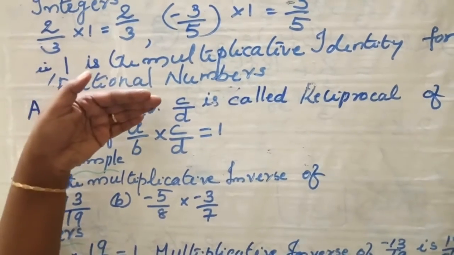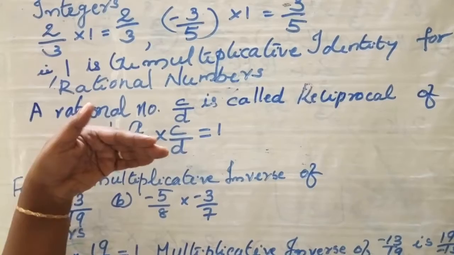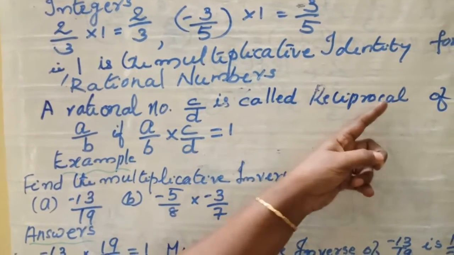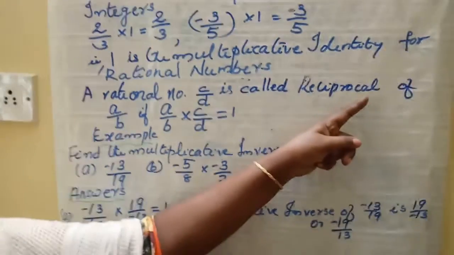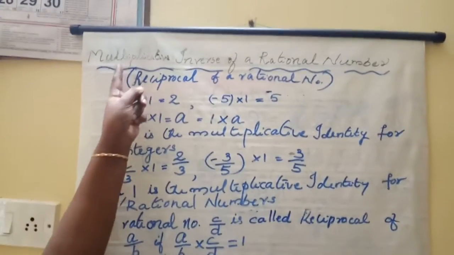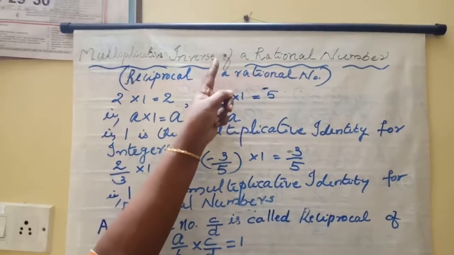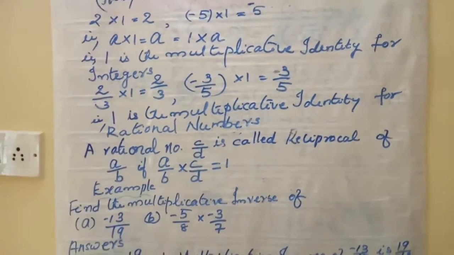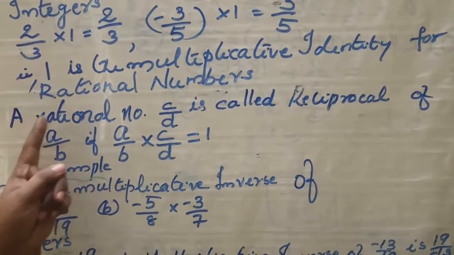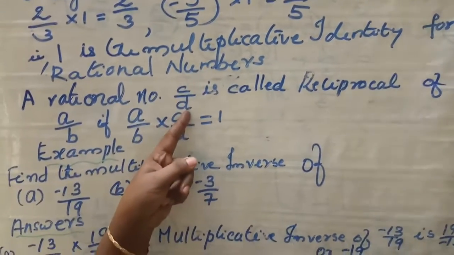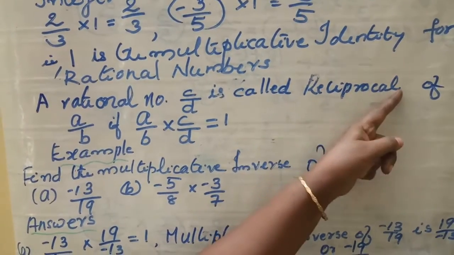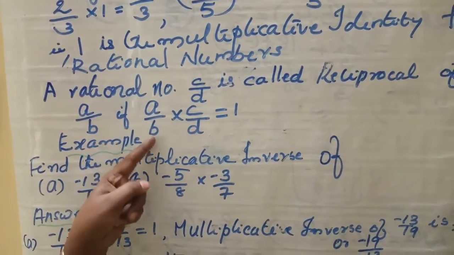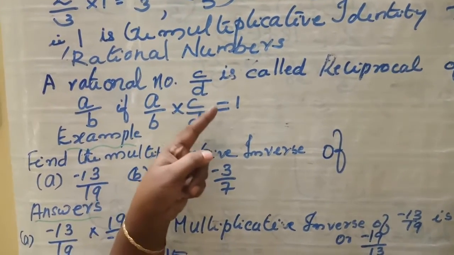Now we consider the next property. That means, what is the reciprocal of a rational number? Reciprocal, another name is there: multiplicative inverse. That is our topic. Multiplicative inverse or reciprocal of a rational number. A rational number c by d is called the reciprocal of a by b if a by b into c by d equal to 1.